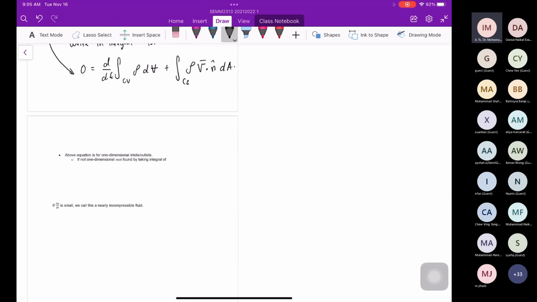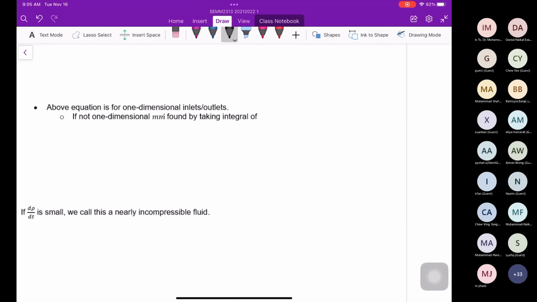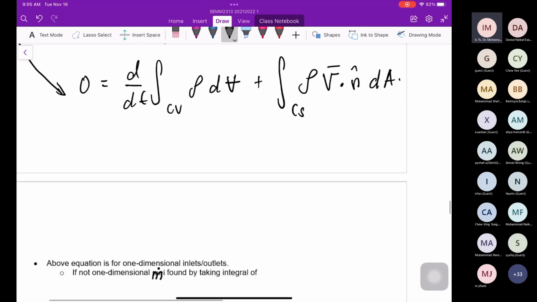So the above equation is 1D. We have an inlet and outlet. If it is not one-dimensional, the m dot here is found by taking the integral of. Okay, this one continues. Wait, we have to continue.